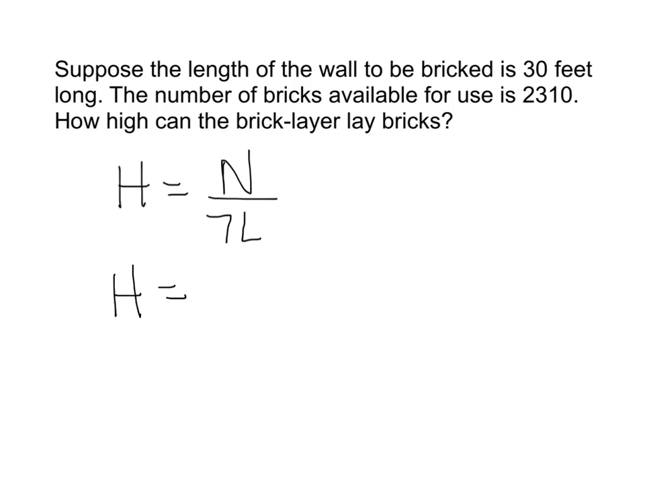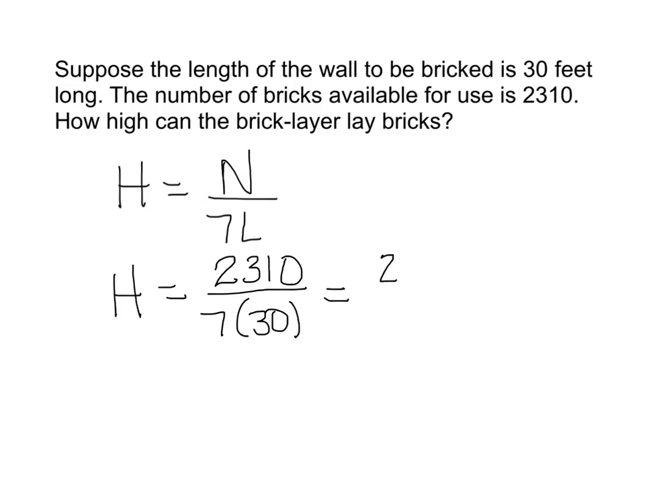Replace n with the number of bricks given, which is 2,310. 7 times the length. And now all we've got to do is a little multiplication and division. We will have 2,310 divided by 210. When you do that computation, you should find the answer is 11.